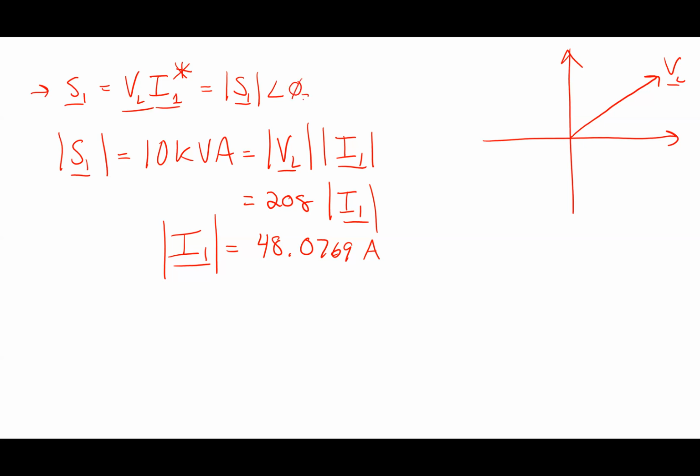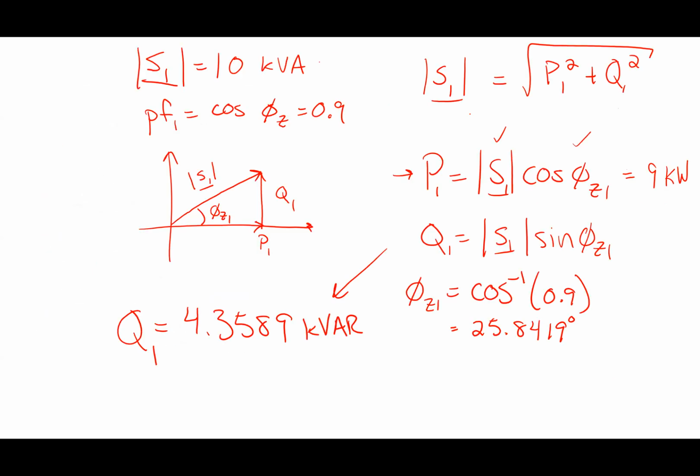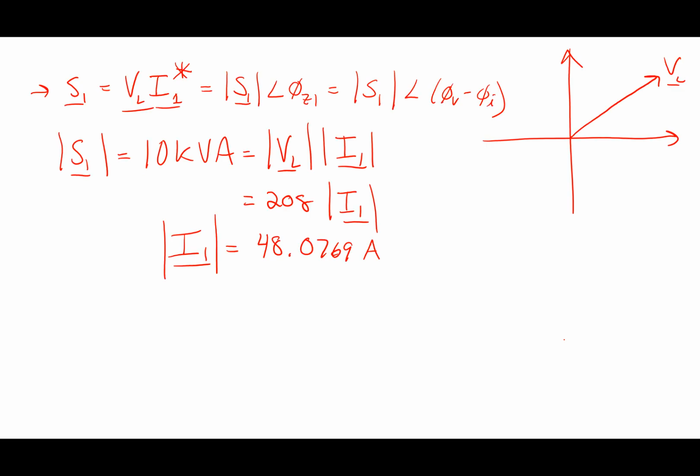I call it the angle of Z1, the angle of the impedance. That's also equal to the angle, as he said, of phi V minus phi I. Now, if I go back to what we said previously when we did the power triangle, I figured out that the angle of the impedance had to be 25.8419 degrees. So phi Z1 is 25.8419 degrees, and that's equal to phi V minus phi I.